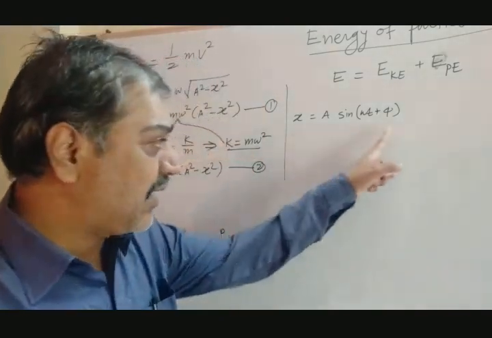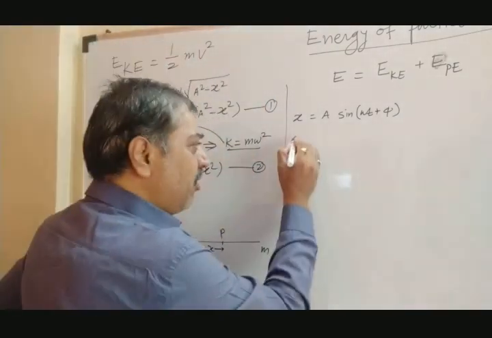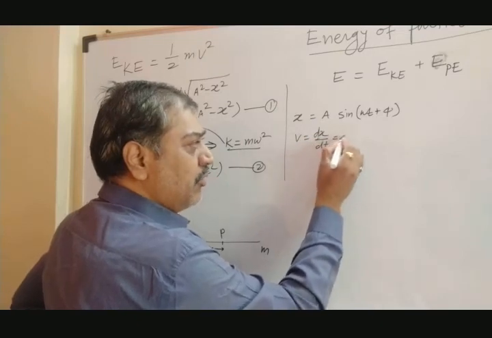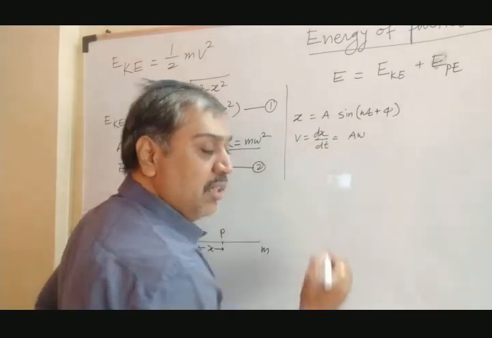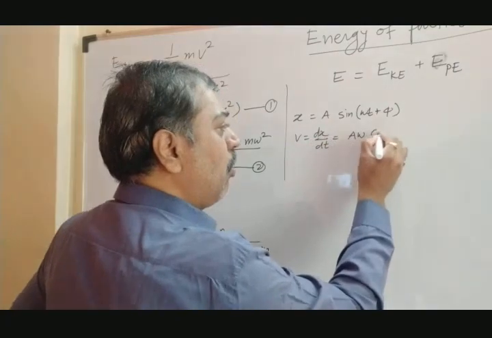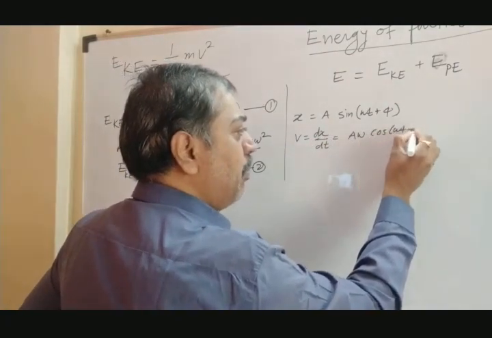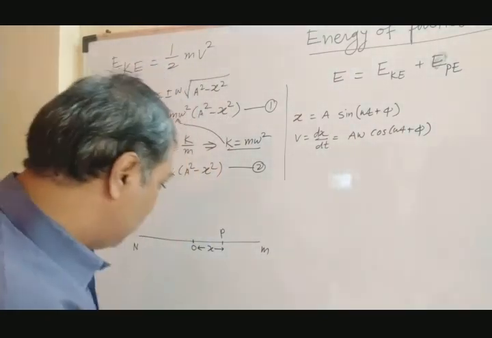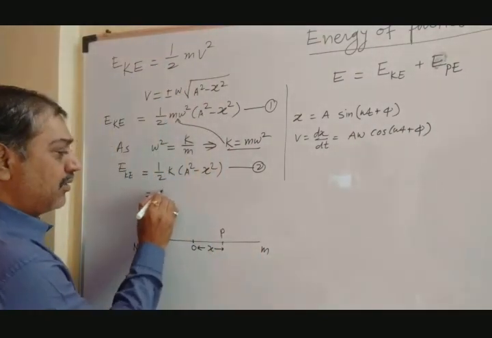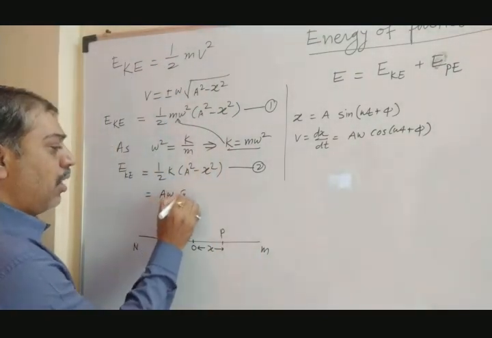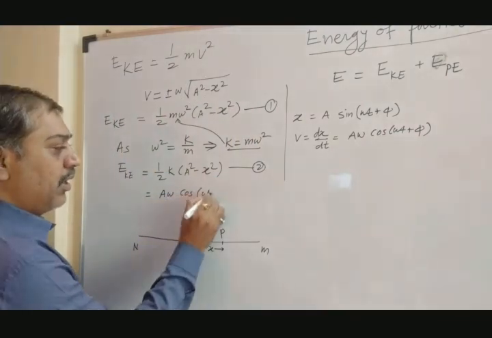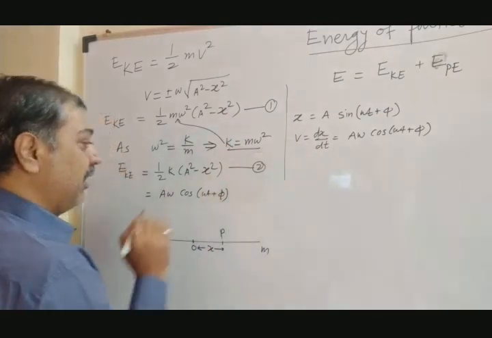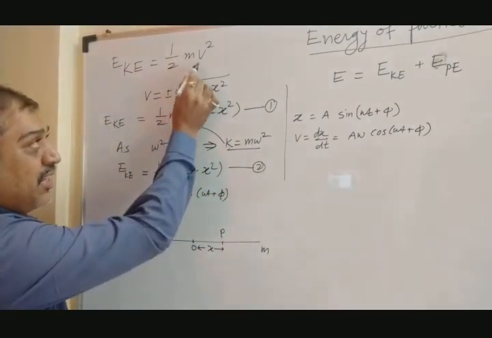As we know, this is the displacement x. Find the velocity. Velocity equals dx by dt. So it is A omega, and the derivative of sine is cos, so cos of omega t plus phi. So this is also the equation for velocity. The same thing you can write as A omega cos of omega t plus phi. It is the velocity. But here we need velocity squared.